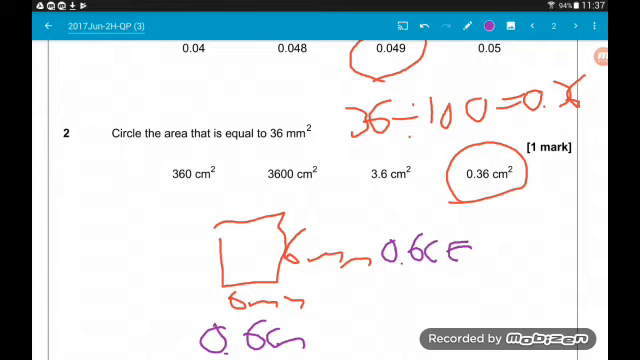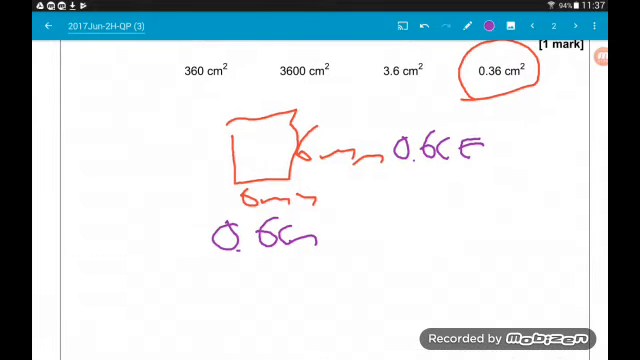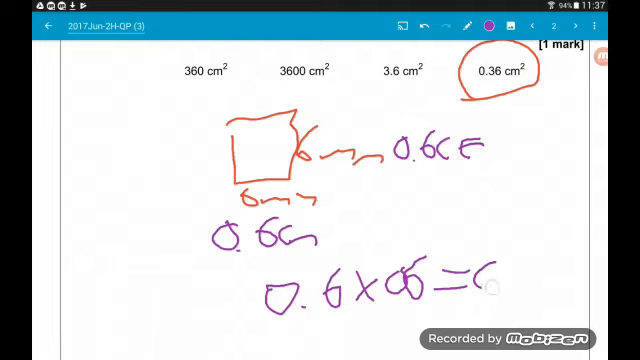So we're then doing, in terms of centimeters, 0.6 times 0.6. If you plonk that into your calculator, that will give you 0.36. So again, our answer is 0.36 centimeters squared.